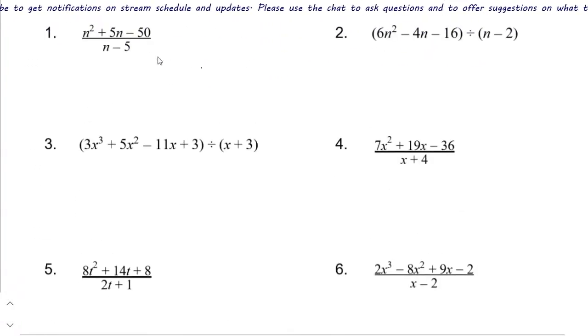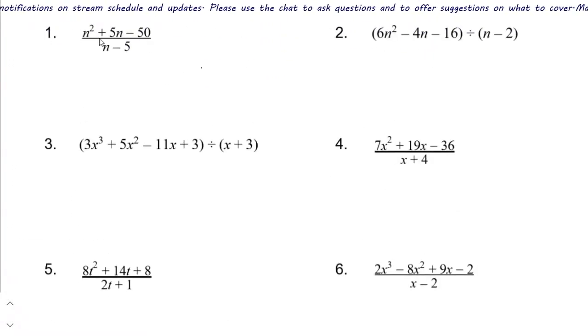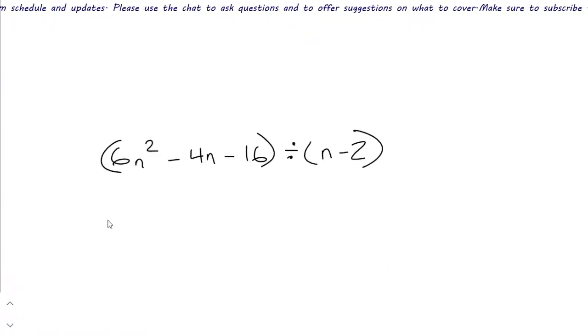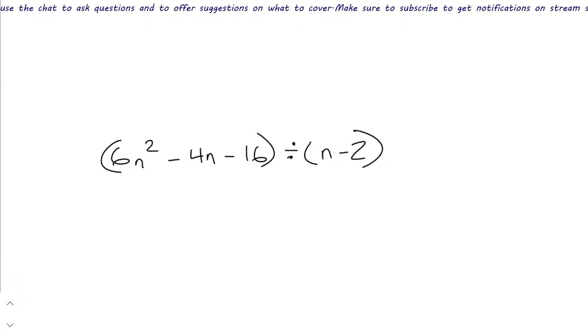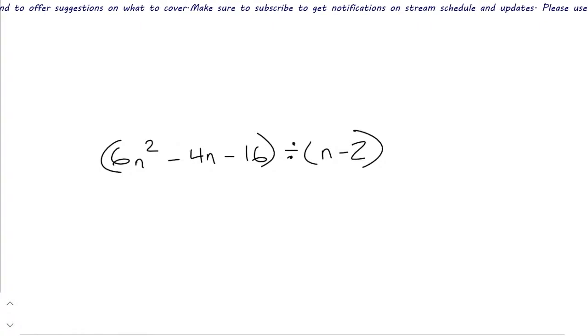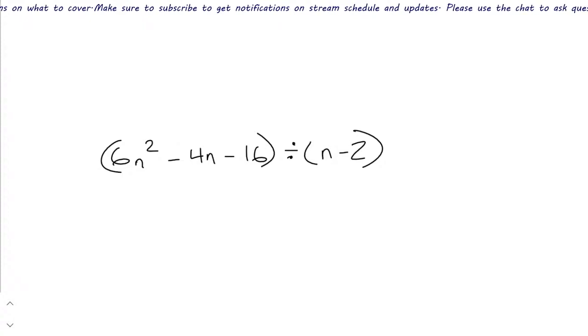So I'm going to start with number 1, with n squared plus 5n minus 50 divided by n minus 5. And I've already got written down at least the first 6. So if you wanted to set this up, we're going to write it out like this. I should probably bring that down just a little bit. n squared plus 5n minus 50.